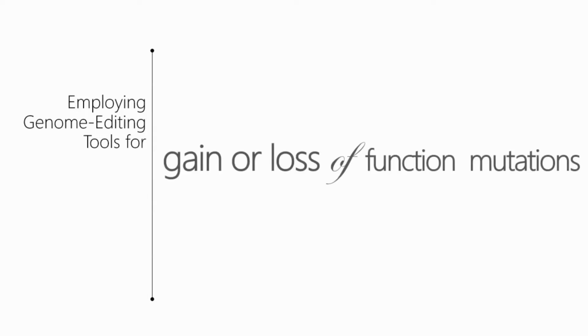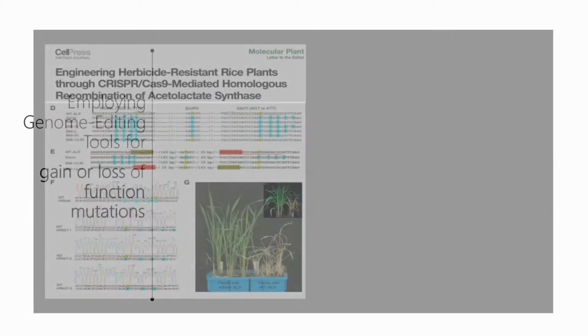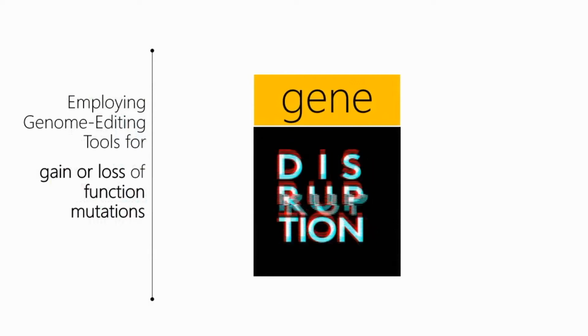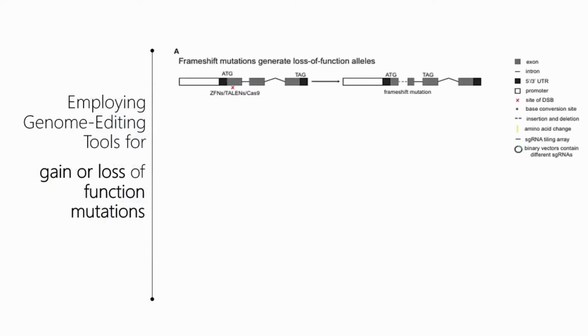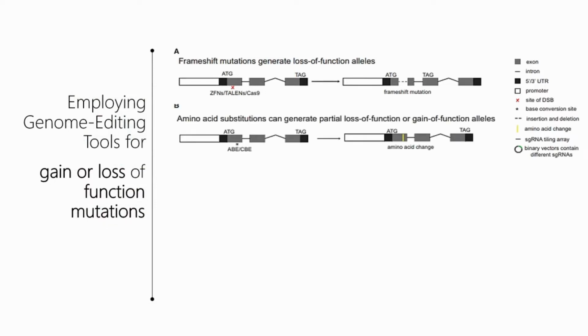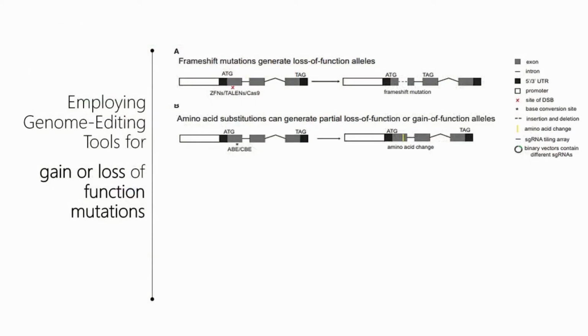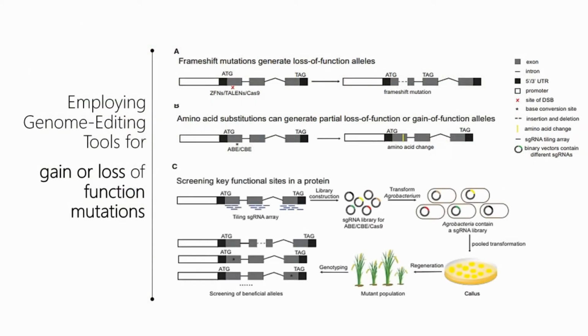The first approach is based on employing genome editing tools for gain or loss of function mutations for genes that are negatively influencing a targeted trait. This can be achieved via gene disruption, firstly by frameshift mutations that generate loss of function alleles that are indels, secondly amino acid substitutions that can generate partial loss of function or gain of function alleles, for instance via base editors, and thirdly, screening key functional sites in a protein via high-throughput mutant libraries.